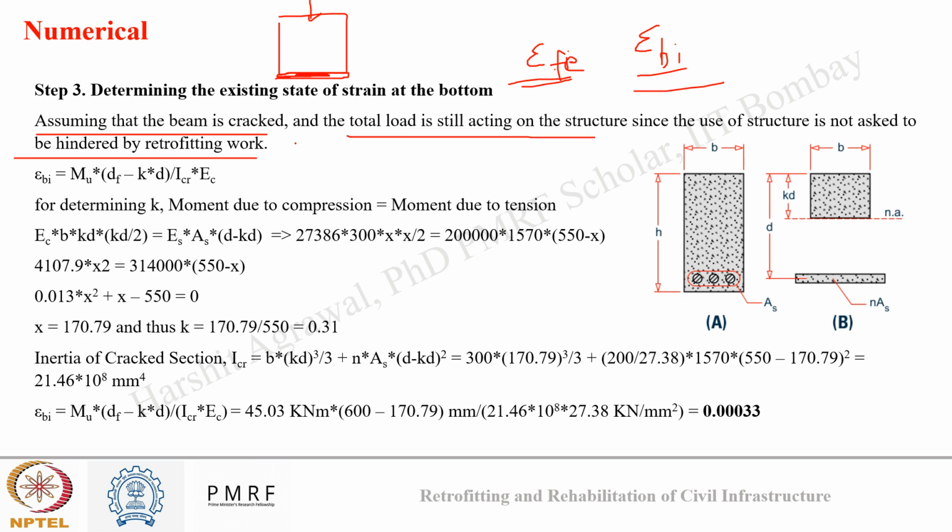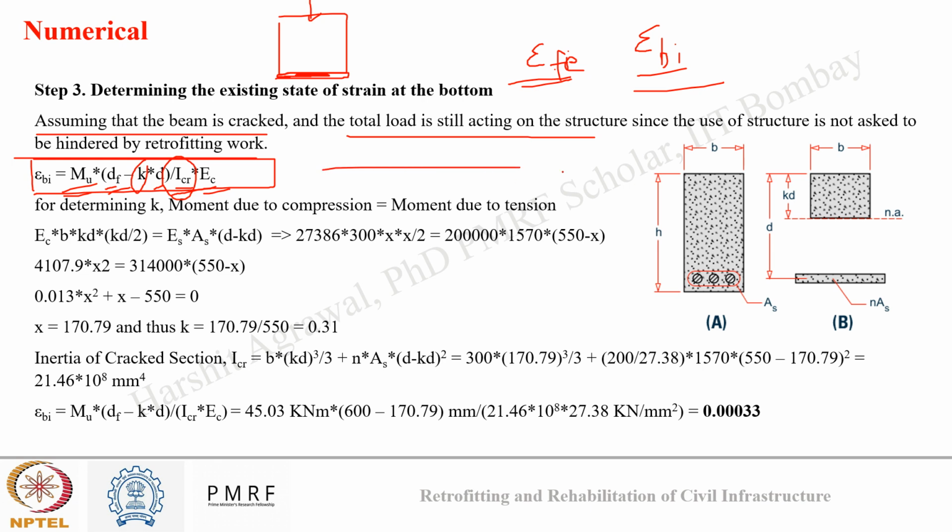So assuming these two conditions, we can say epsilon_bi is given by this equation: mu times (df minus kd) upon I_cr times E_c. I_cr is the moment of inertia of the cracked section, and E_c is the concrete modulus of elasticity. Mu we know, we calculated it before in step 1. df we know, d we know. We need to calculate I_cr and we need to calculate k. k is the neutral axis depth.